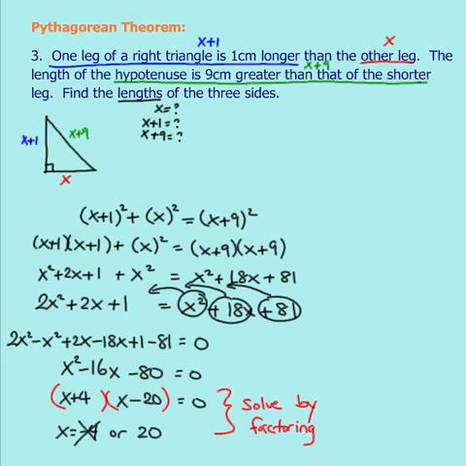Here's the last question, Pythagorean Theorem. One leg of a right triangle, so I have a 90-degree triangle at the left-hand side, is 1 centimeter longer than the other leg. Okay, so here's that first leg, and we're going to have a 1 centimeter longer leg. The hypotenuse is 9 centimeters greater than that of the shorter leg. Okay, so this one's the hypotenuse, and notice that it's 9 centimeters longer than the x. You want to find the lengths of the three sides. So they want all of these three.